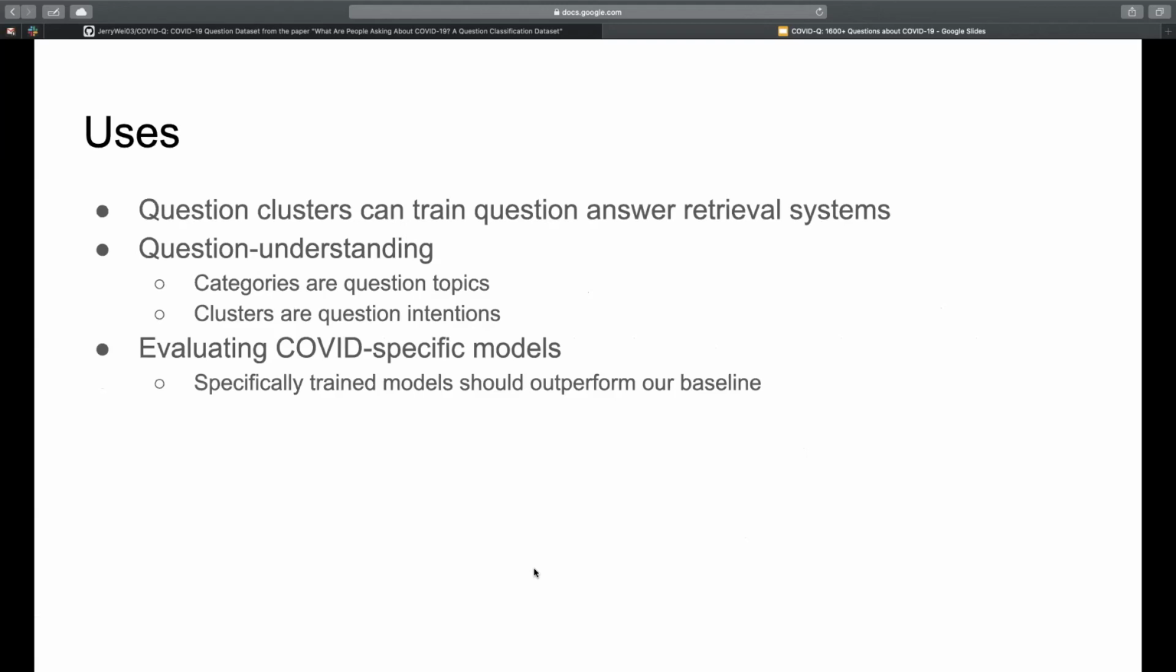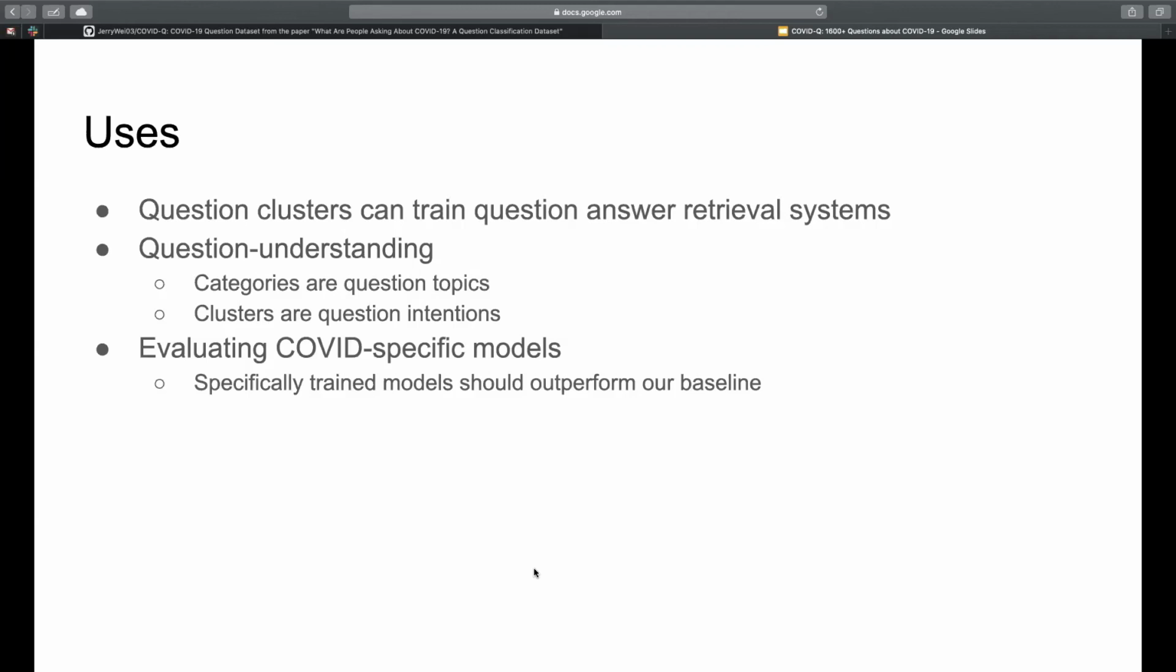There are also some question understanding tasks that our dataset yields. First, because of how categories were created, the categories can essentially be thought of as the topic of a question. Similarly, clusters can be thought of as the intention of a question. And this is because questions that intend to ask the same thing are grouped together in clusters.